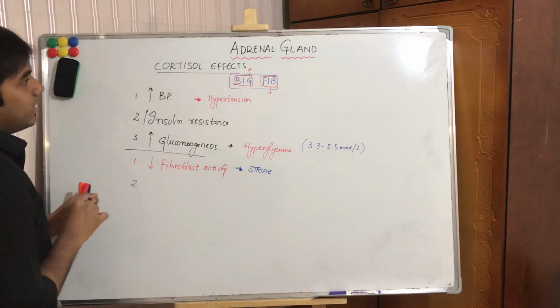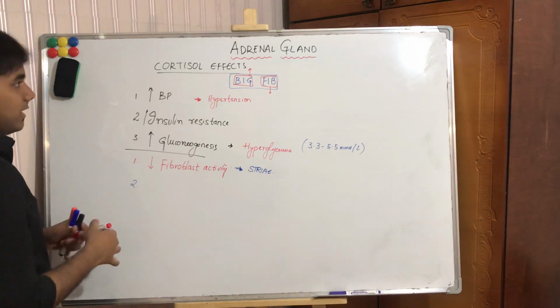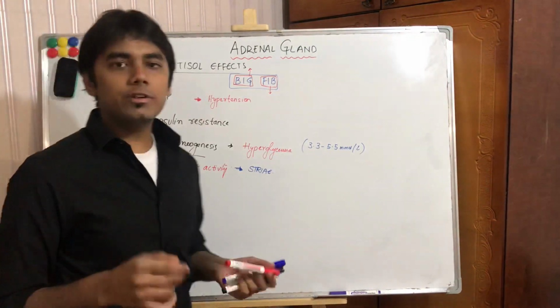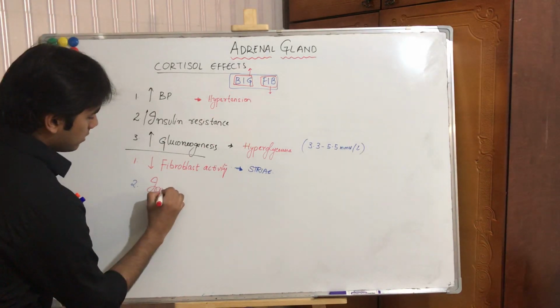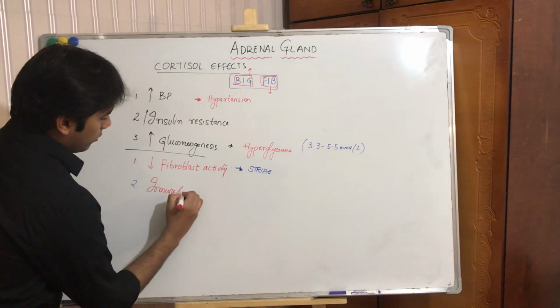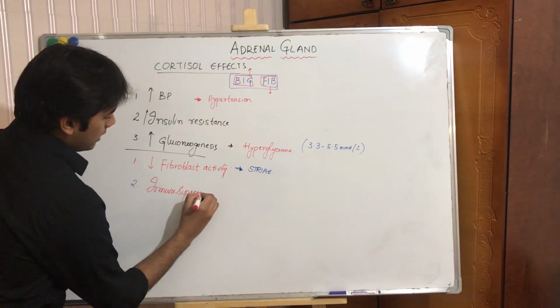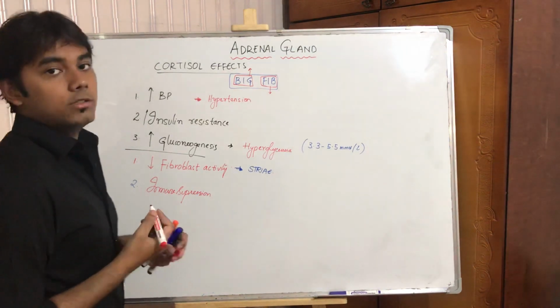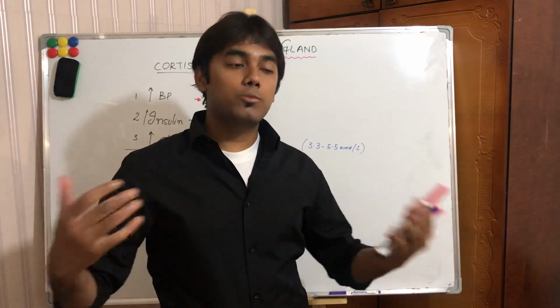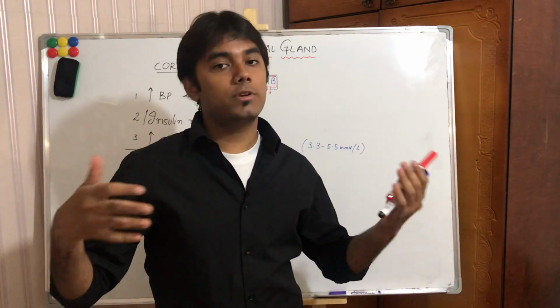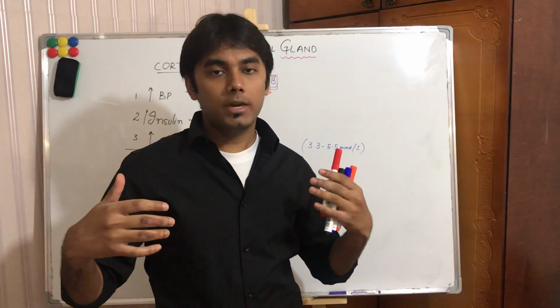Second effect. What is the second effect? I. What is an I? This is the famous effect. Glucocorticoids cause immune suppression. So if you give me glucocorticoids, my immune system will be suppressed and I will be more exposed to bacterial infections, viral infections and fungal infections, right?